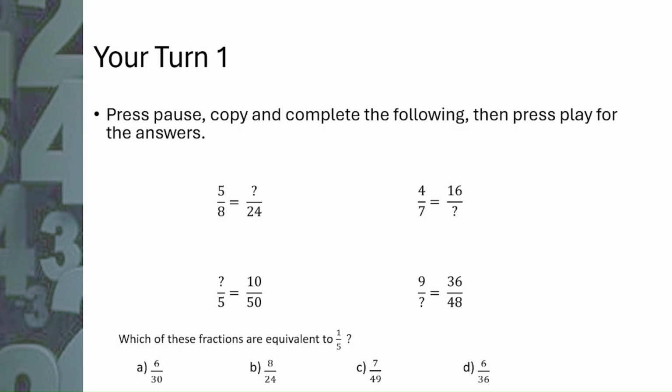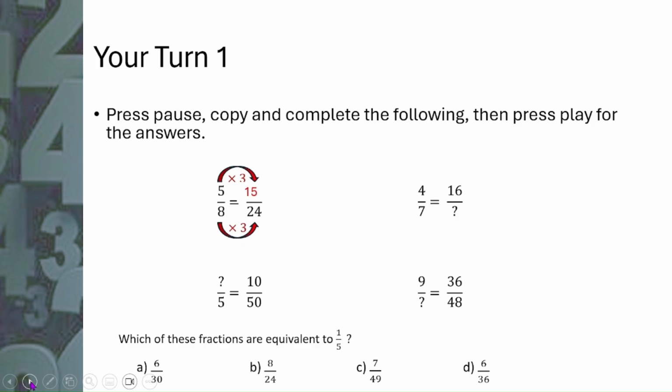Question 1. 5/8 is equal to something over 24. Well, since I already know that 3 times 8 is 24, it means we must have multiplied by 3 to change 8 to 24. Now remember the golden rule. What we do to the bottom, we must also do to the top. So 5 times 3 is going to give me 15.